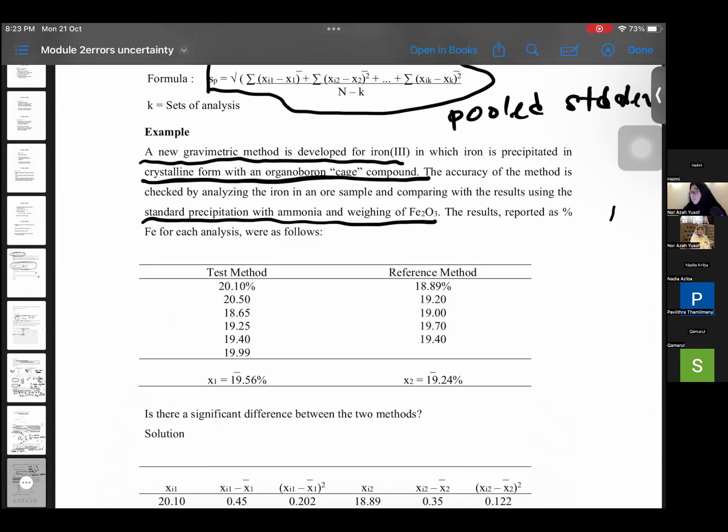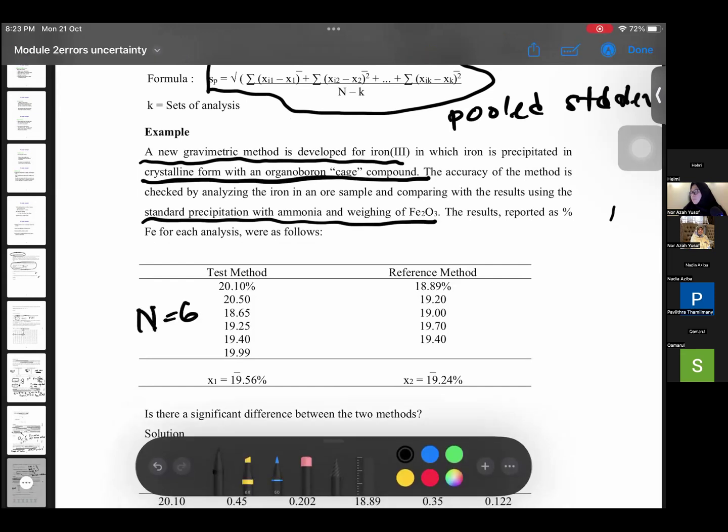Same procedures. You have here the test method. You have n equal to 6, and the reference method you have n equal to 5. 1, 2, 3, 4, 5.